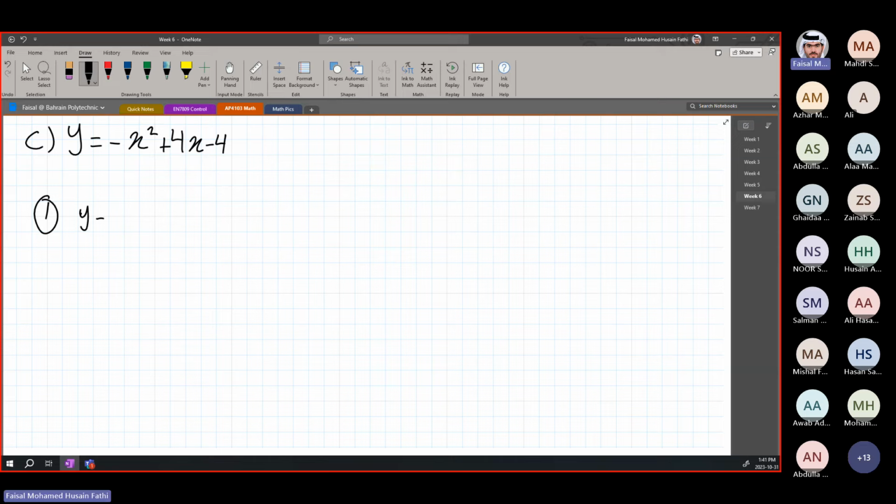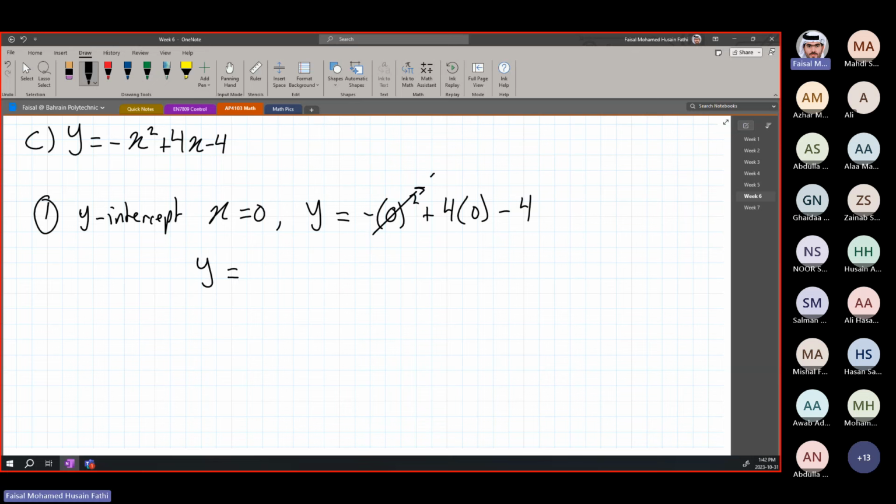So to find the y-intercept, we have to set x equals 0 and plug into the equation. So y will be equal to minus 0 squared plus 4 times 0 minus 4. Y is going to be equal to, this goes to 0, 4 times 0 is 0, y is going to be equal to minus 4. We found our y-intercept.